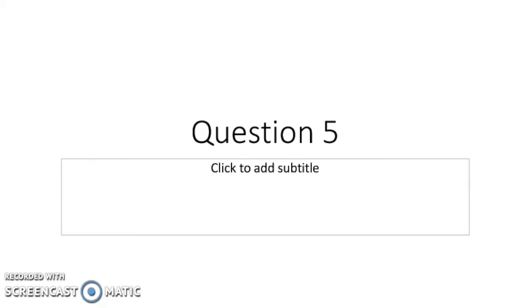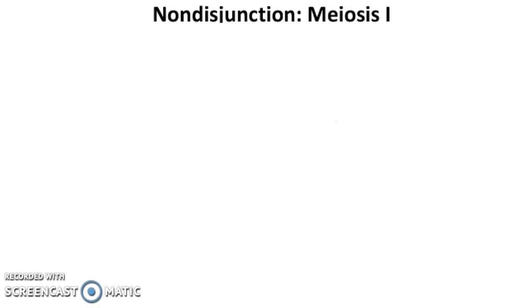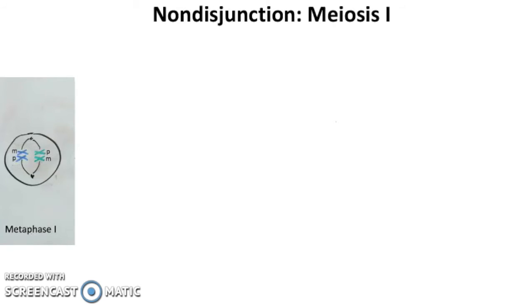Okay, finally in question 5, it wanted you to draw out what it would look like if non-disjunction took place either during meiosis 1 or meiosis 2, and what that would look like in the resulting daughter cells. Okay, so let's start with non-disjunction in meiosis 1. So our first round, it wanted you to keep track of metaphase 1, anaphase 1, and telophase 1 in cytokinesis, and then for the second round you're going to keep track of metaphase 2, anaphase 2, and telophase 2.